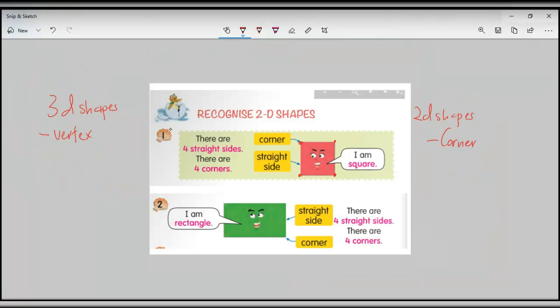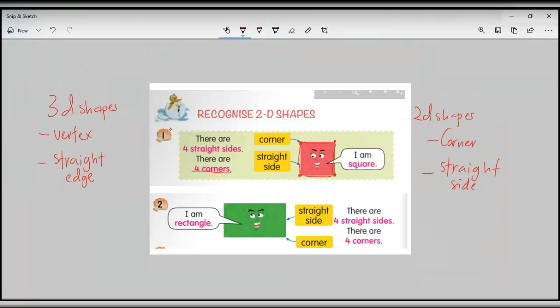So how many corners do we have for the square? 1, 2, 3, 4. So there are four corners. How about this one? This one we call the straight side. One straight side, two straight sides, three straight sides, four straight sides. So altogether there are four straight sides. For the 3D shape, we call it straight edge. For the 2D shape, we call it straight side.